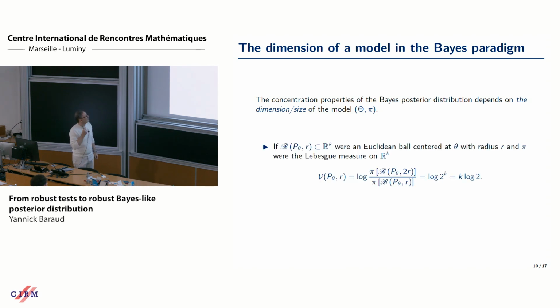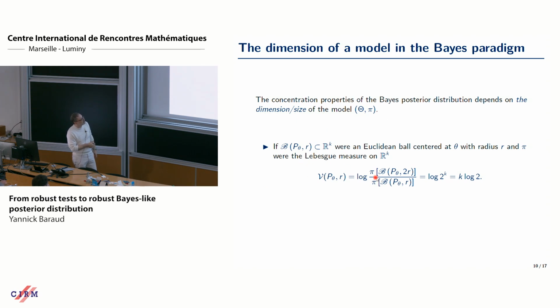So I just take a very simple example. Imagine that the neighborhood which I'm interested in is just a Euclidean ball, in a Euclidean space, R^k. And my prior pi is not exactly a probability, but just the Lebesgue measure. How can I recover the dimension of the space, k, from measuring the balls?